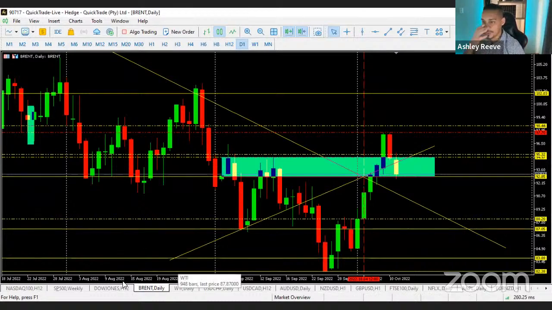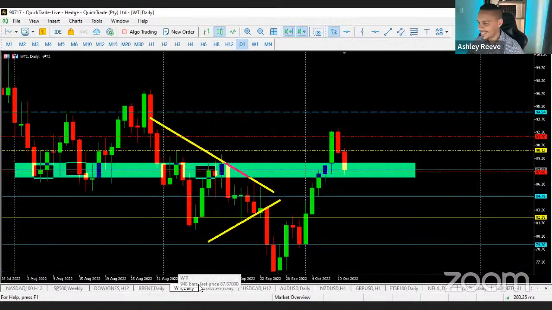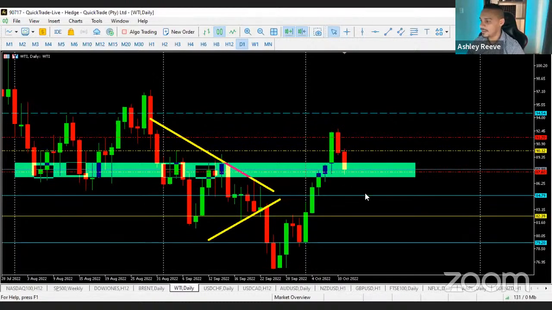Like WTI. WTI 87.60. All right, 87.60. Daily close beneath here. Guys, we could be pushing down further now, into this pivot point that I spoke to you guys about.